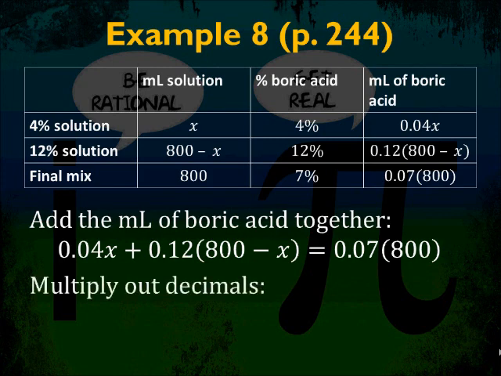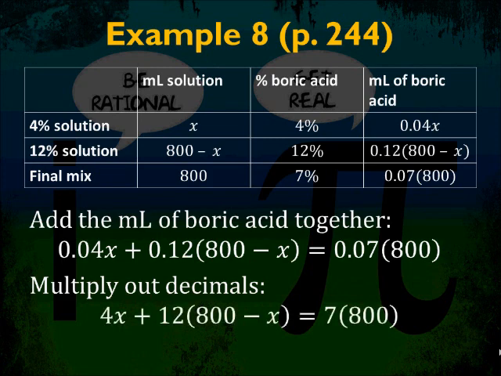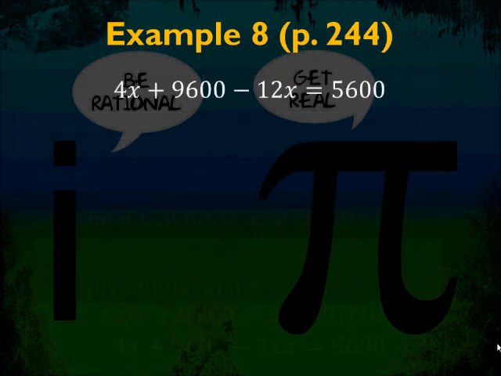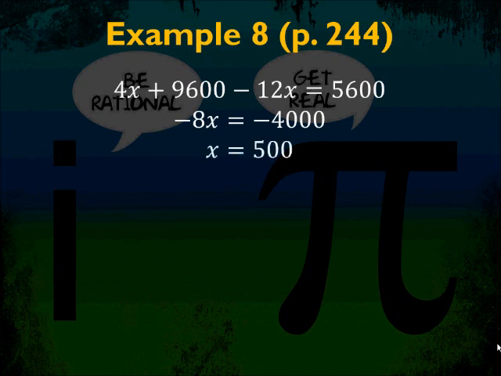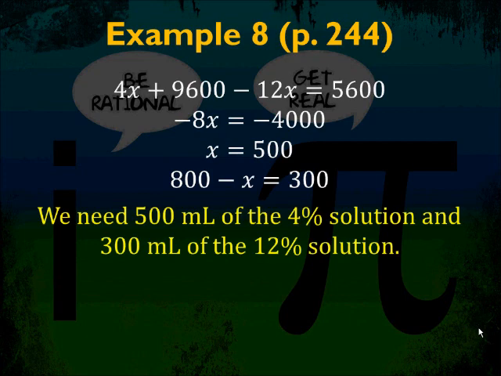Since we don't like decimals as much as we don't like fractions, let's multiply everything by 100. You get 4x plus 12 times 800 minus x equals 7 times 800. Let's distribute. Go to the next screen. Combine like terms. You get negative 8x equals negative 4,000. X is 500. So we started with 500 milliliters of the 4% solution. 800 minus x is 300. So we started with 300 milliliters of the 12% solution.